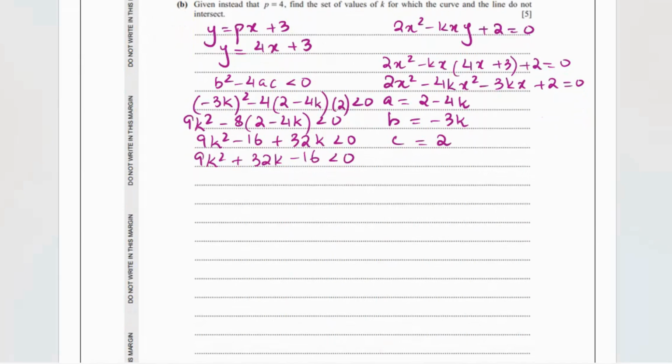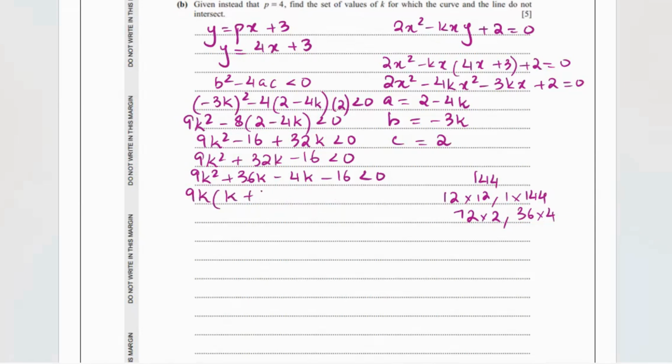So 9 times 16 is 144. Factors of 144 other than 9 and 16 are 12 times 12, 1 times 144, 72 times 2, 36 times 4. We know 36 minus 4 is 32, so let's just use that. Between 9k squared and 36k, we have 9k common. So we have k plus 4 in the bracket. Between negative 4k and negative 16, we have negative 4 common. So again, k plus 4 in the bracket. So between 9k and negative 4, we have k plus 4, so 9k minus 4 goes in the bracket.